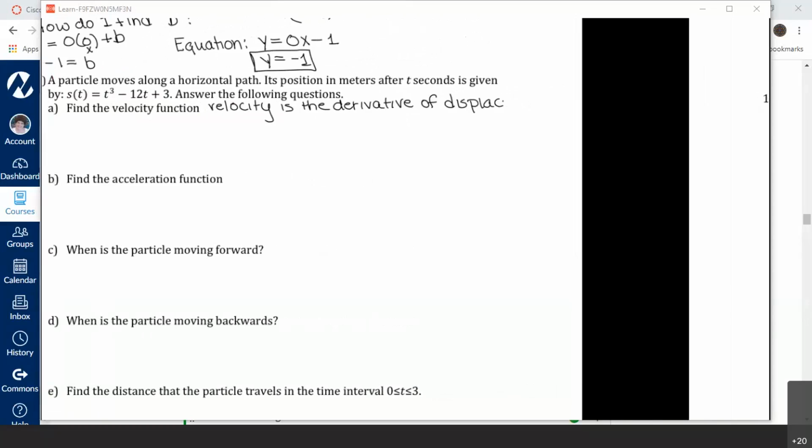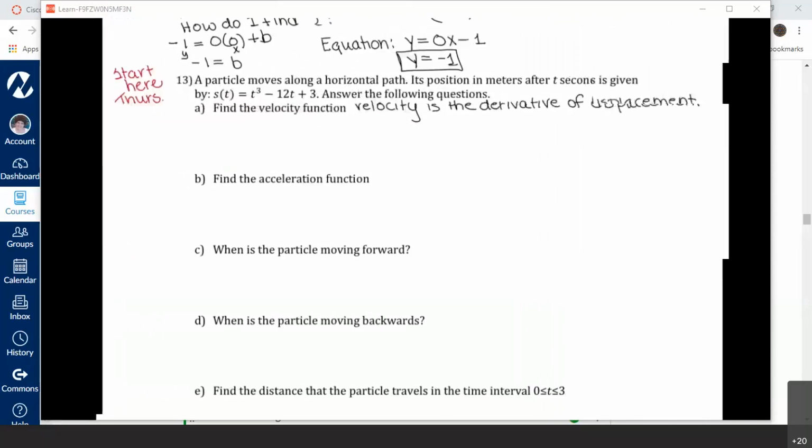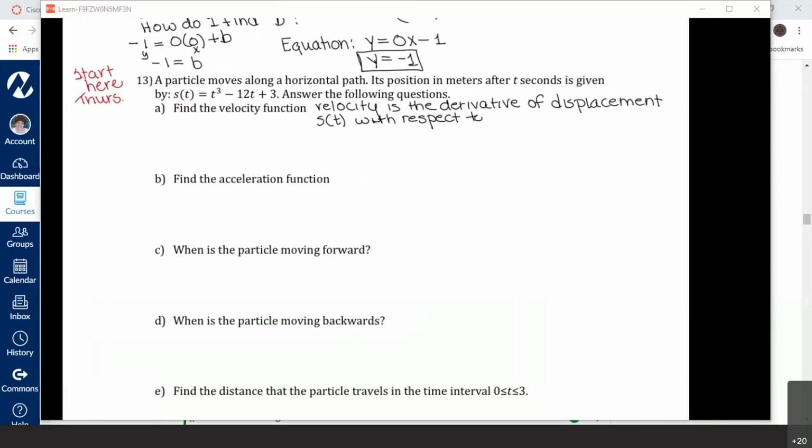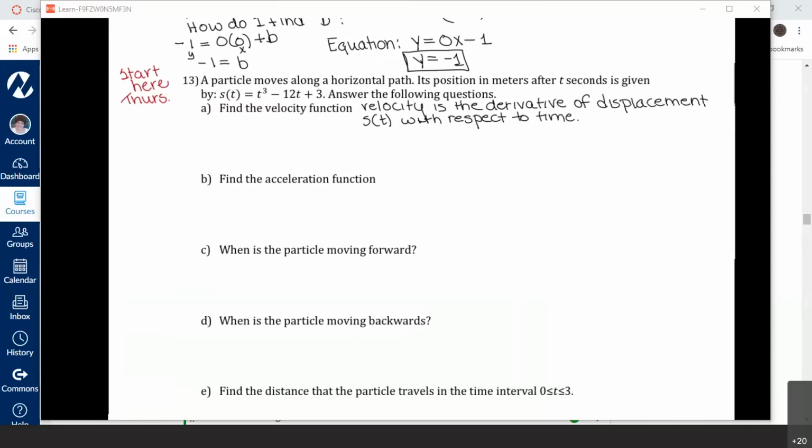All right, and again, displacement is the given function. I'll put that here, S of t, with respect to time. So I want to know, how fast is this displacement changing? Right, so there's kind of your little cheat sheet.